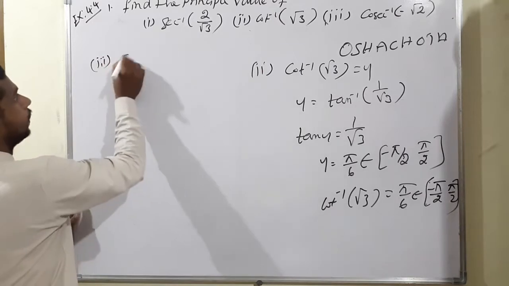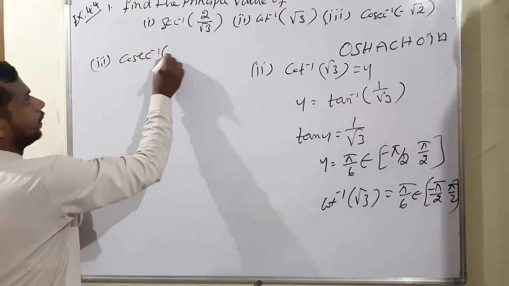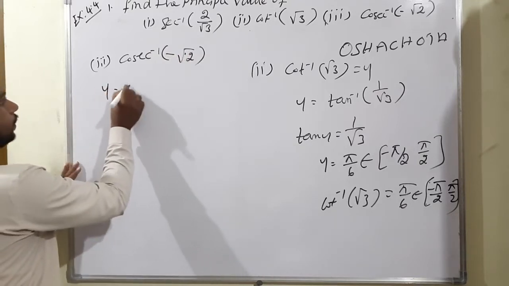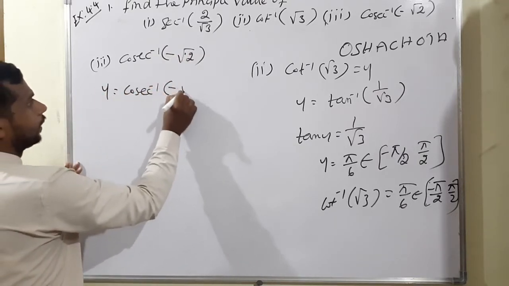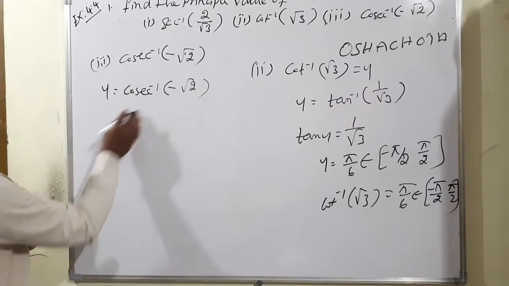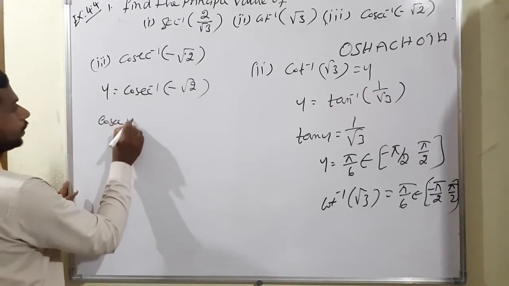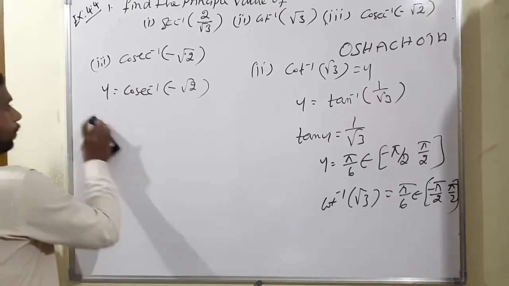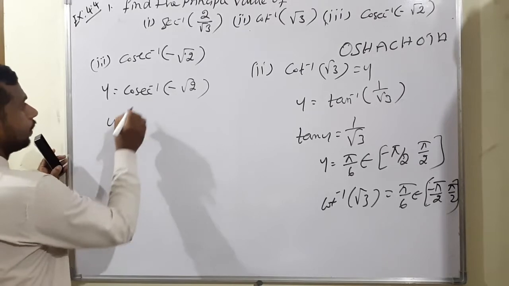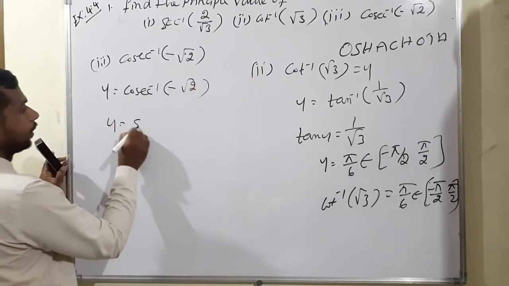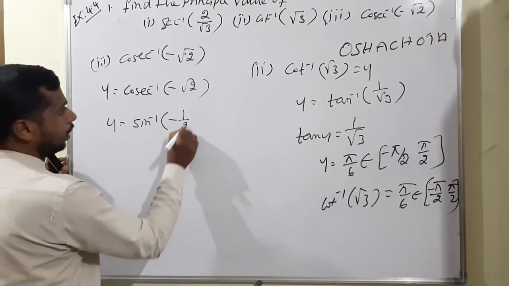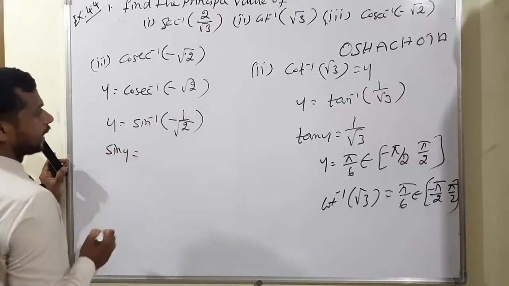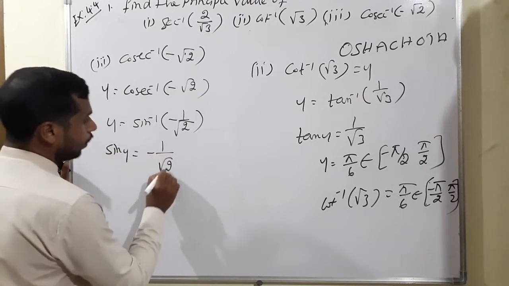So, subdivision 3rd, cosecant inverse of minus root 2. This is also considered for y, which means y is equal to cosecant inverse of minus root 2. Again, we first take the reciprocal: cosecant is the reciprocal of sine. Therefore, y is equal to sine inverse of minus 1 by root 2. Again, bringing out the opposite side, sine y is equal to negative 1 by root 2.